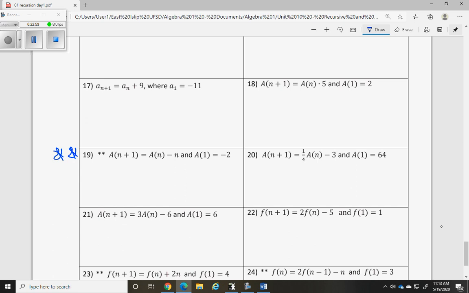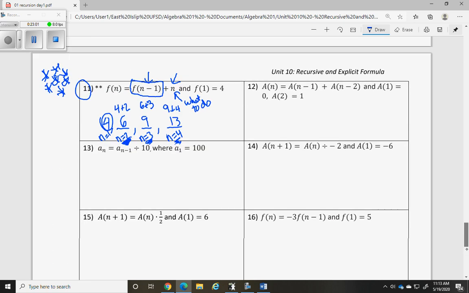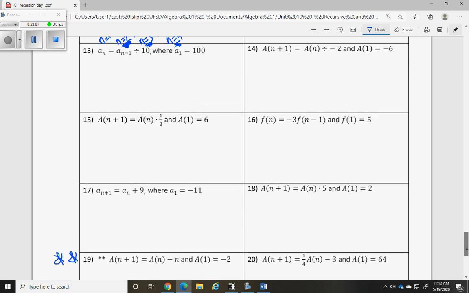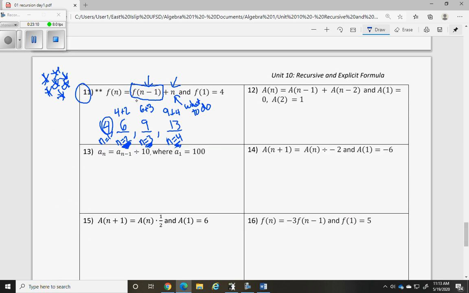Because some people think 11 and 19 are the same. I would say they're similar but not the same. I just want to point out here. Do you notice this is what I knew? It was f of n minus 1, and I needed to add on an n. I needed to add on the term number that came after the thing I knew.